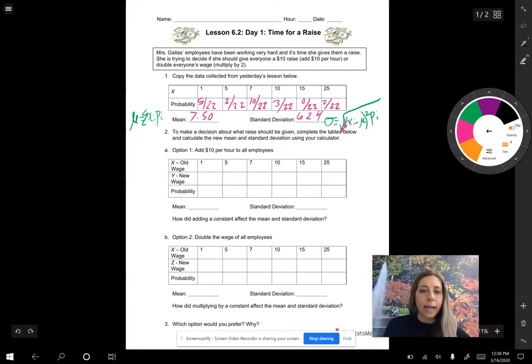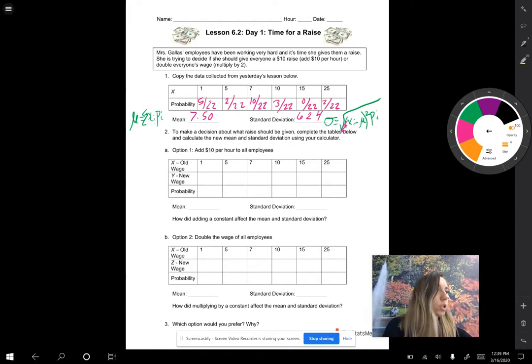So what we're going to take a look at here is two options: adding $10 to all of the employees' wages or doubling the wages. So we're going to look at two transformations today and see which one has a higher value and basically how those play out.